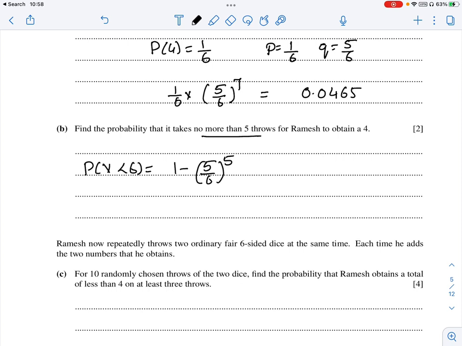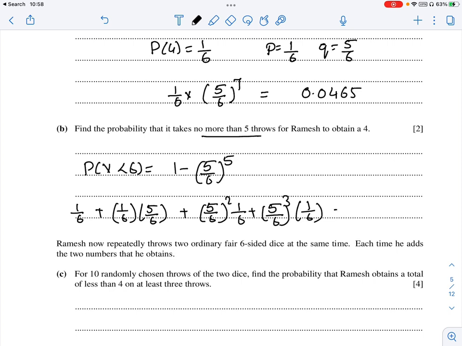Or if you don't want to do it that way, less than 6 is the first throw, then the second throw, then the third throw. Third throw means nothing but two throws he is not getting it and on the third throw he is getting it. Then the fourth throw: three throws he is not getting it and on the fourth throw he is getting it. Or four throws he is not getting it and on the fifth throw he is getting it. So simplify that, that should be your answer, 0.598.